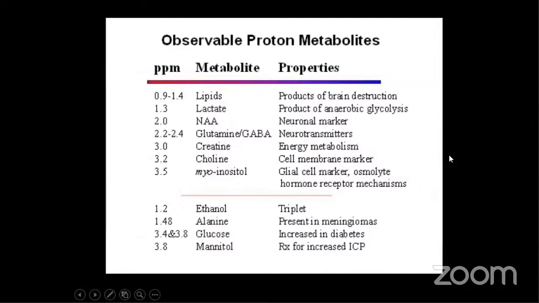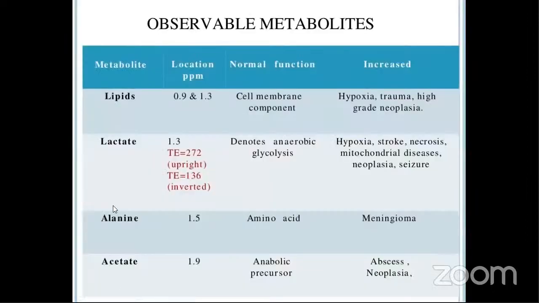Lipids are nothing but products of brain destruction. Lactate signifies a product of anaerobic glycolysis. NAA is a neuronal marker. Glutamine is a neurotransmitter. Creatine is a metabolic marker, and choline is a cell membrane marker. Myoinositol, as I said, is a glial cell marker. Osmolytes are hormonal receptor mechanism markers. Right. So these are the observable metabolites that you have.